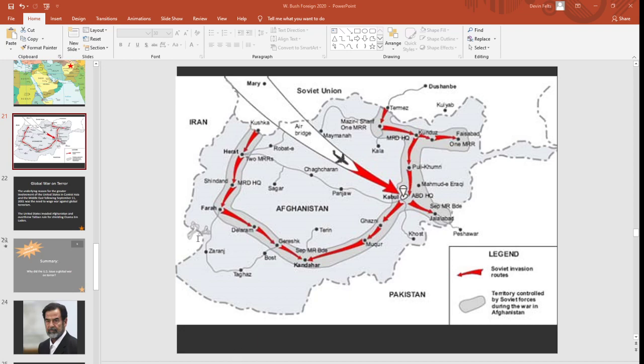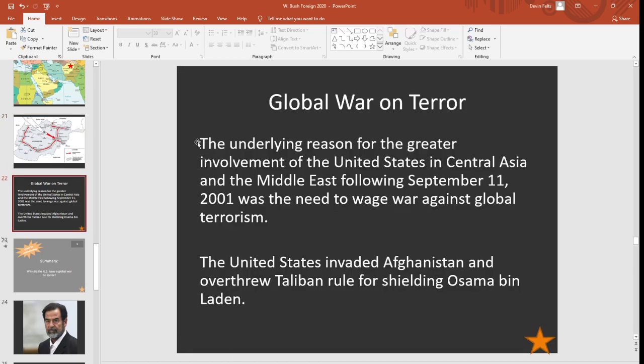So let's take a look at the global war on terror. We're going to read this paragraph together. It says the underlying reason for the greater involvement of the United States in Central Asia and the Middle East following September 11, 2001 was the need to wage war against global terrorism. The United States invaded Afghanistan and overthrew Taliban rule for shielding Osama bin Laden.